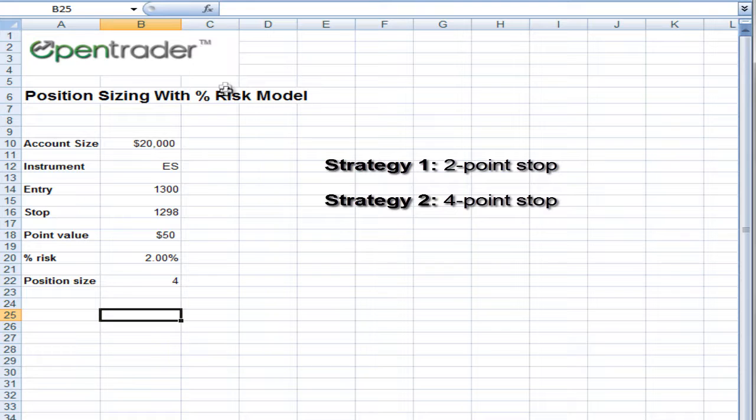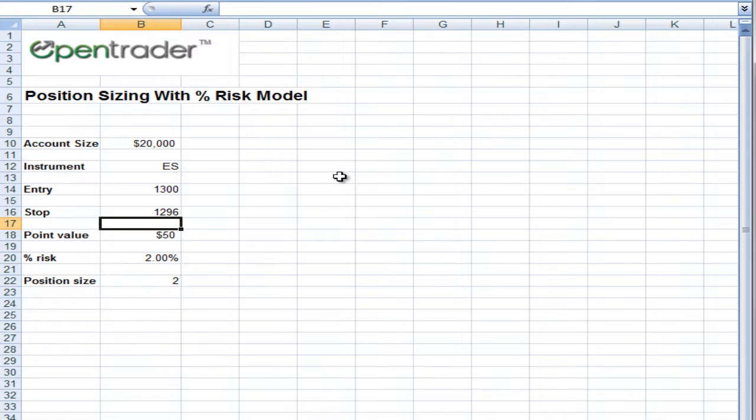Right? But if you use the percent risk model, the 2-point stop one would give you a position size of 4, while the 4-point stop one, 12.96, would give you a position size of 2. This would equalize the dollar risk, keeping the dollar risk at $400, and now we have equal risk across strategies. So this is the first thing that the percent risk model does.